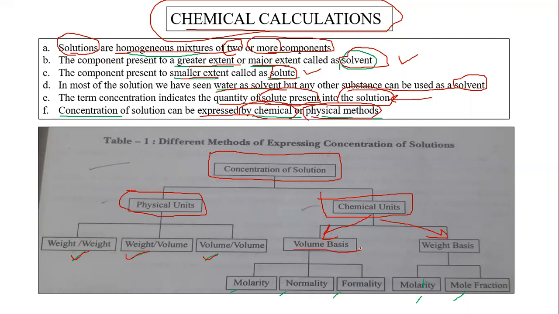In the volume basis, you can express the concentration in terms of molarity, normality, and formality. This is for the volume-based chemical units. On the weight basis, you can define the concentration as molality, not molarity, it's molality, and mole fraction.